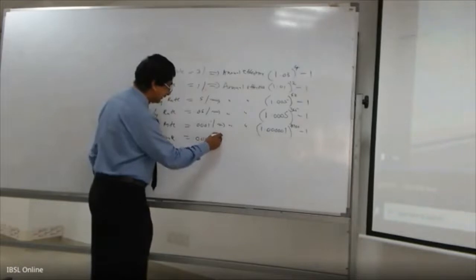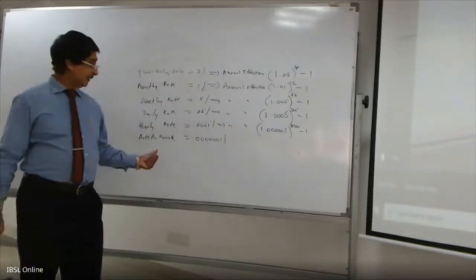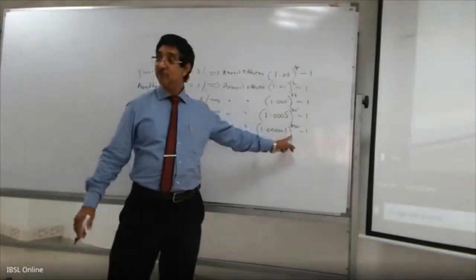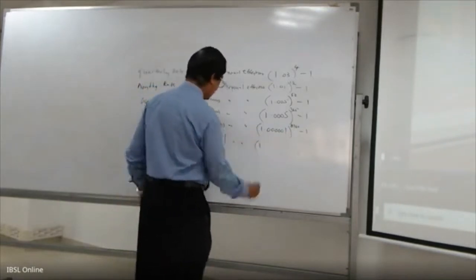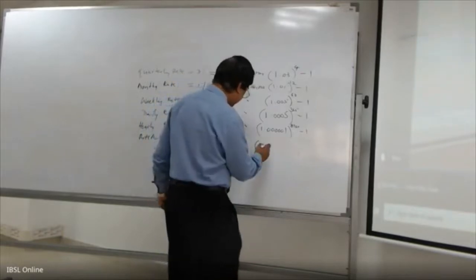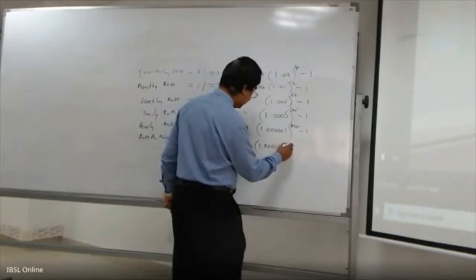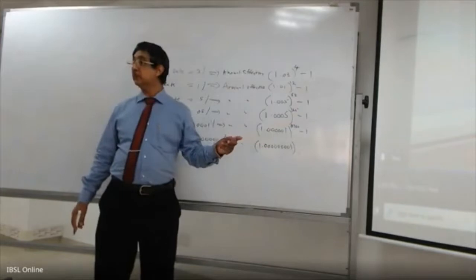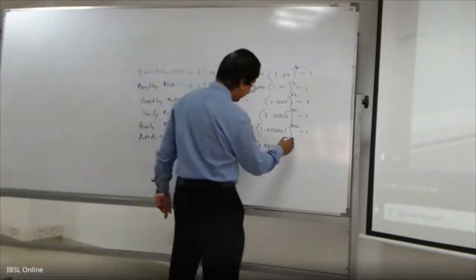0.000001 a minute. So how many minutes? This has to be multiplied with 60. Tell me the number. 1.568. What is the value? 525,600.